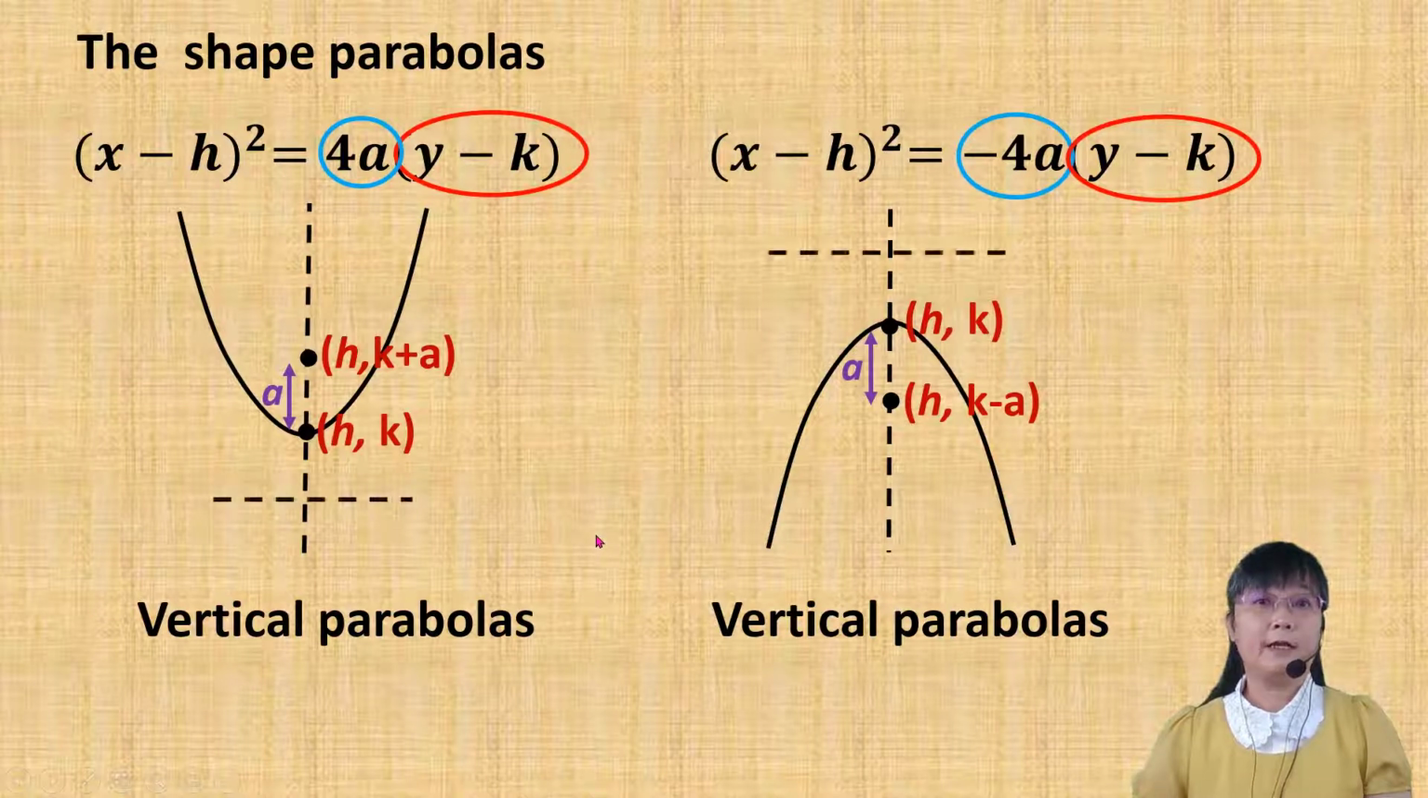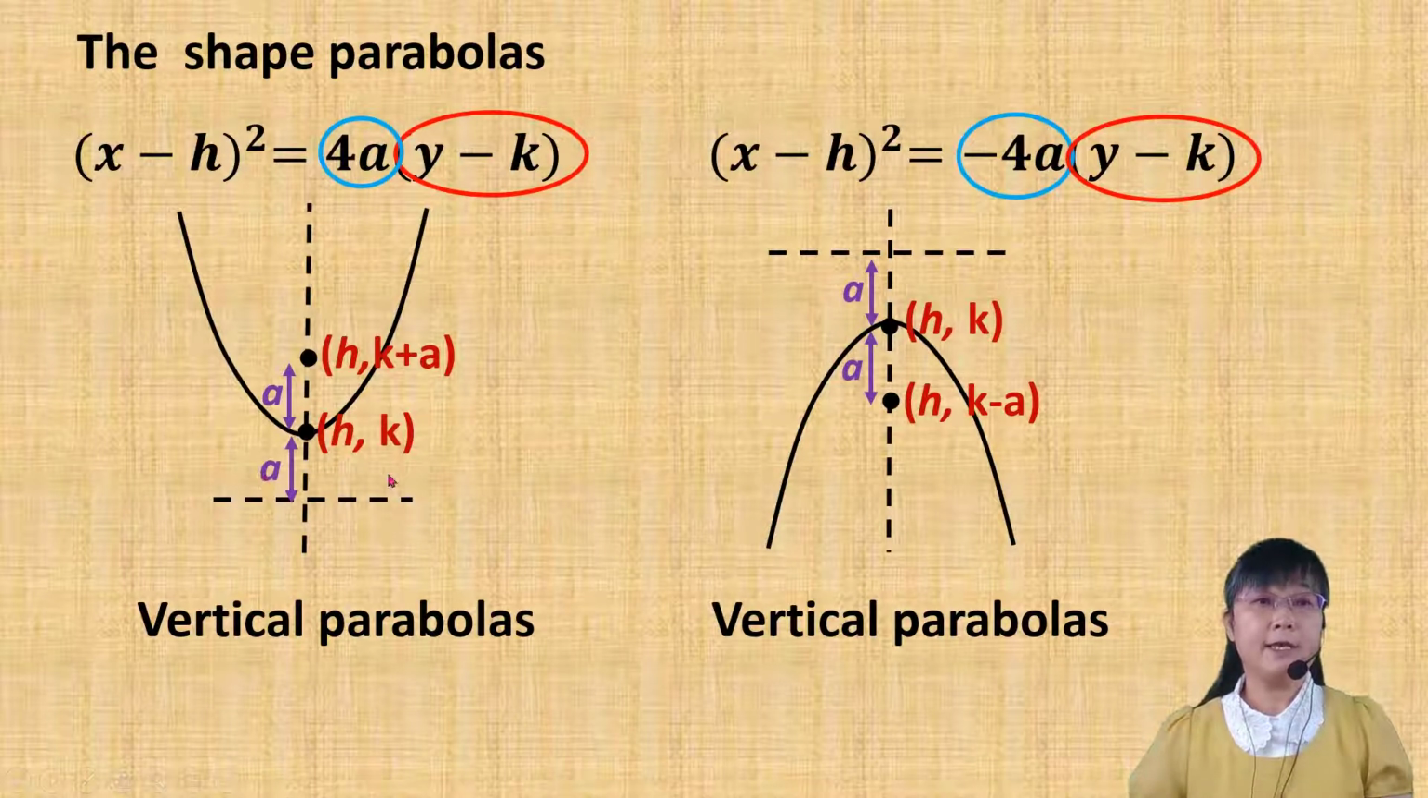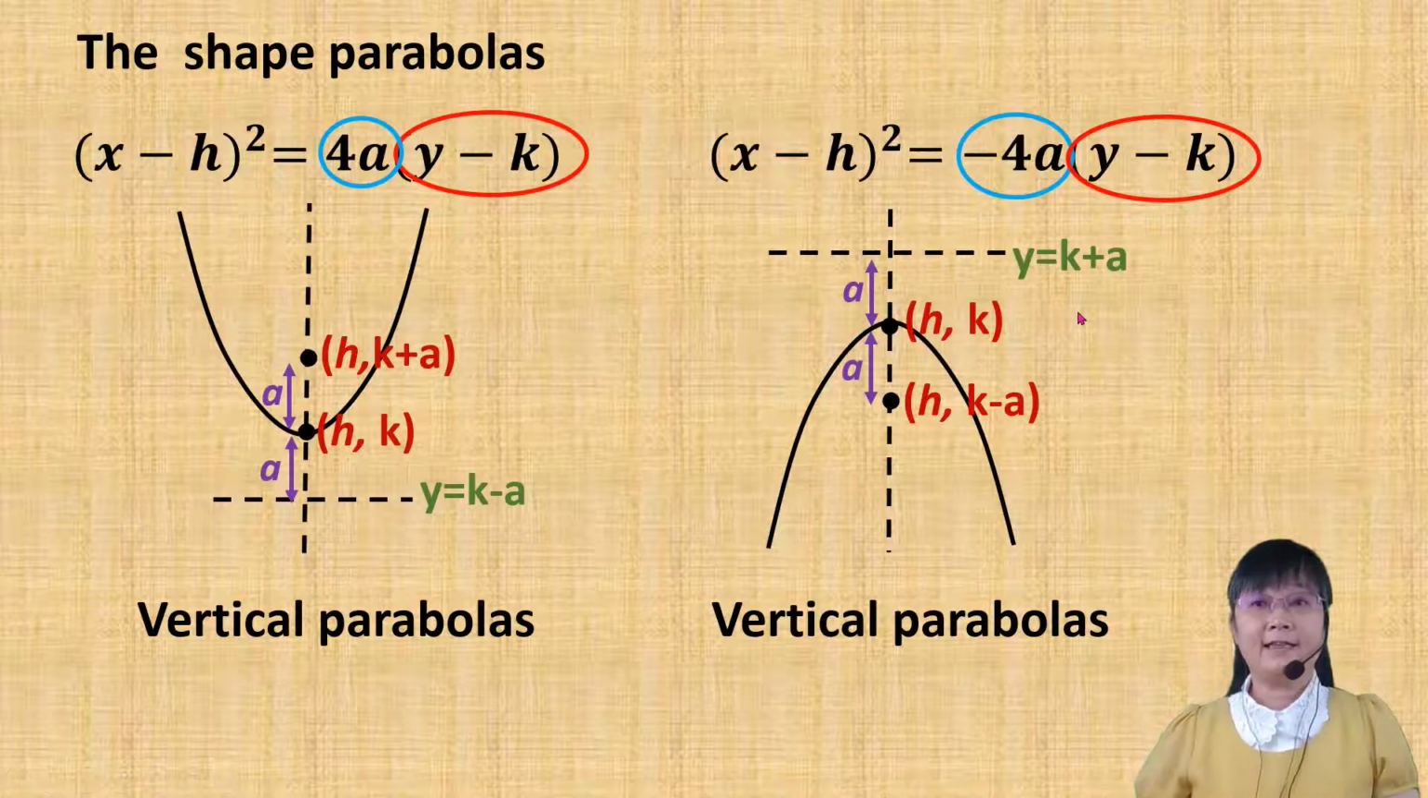Now, as for the directrix, if the parabola is a vertical parabola, then the directrix is a horizontal straight line. So, to name a horizontal straight line, we need to know the value of y. Since the distance between the vertex and the directrix is a, if the directrix is below the vertex, then the y value is k minus a. If the directrix is above the vertex, then the y value is k plus a.